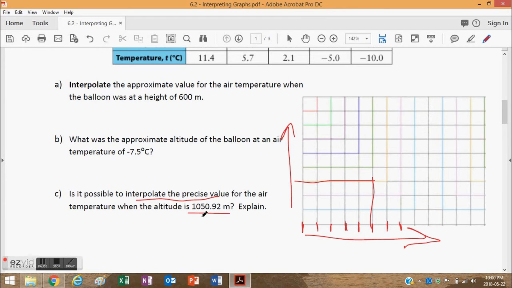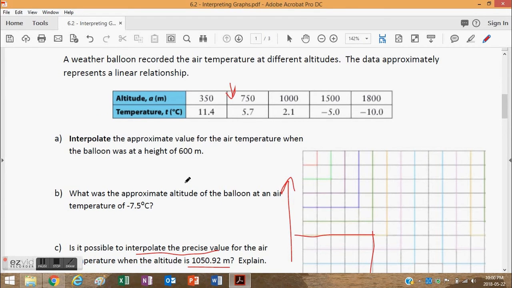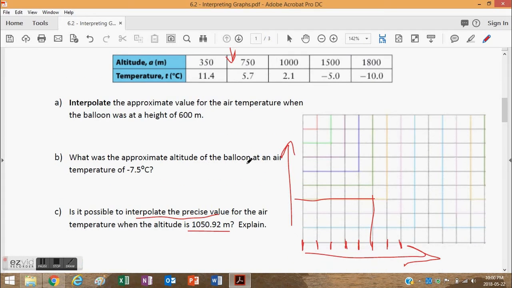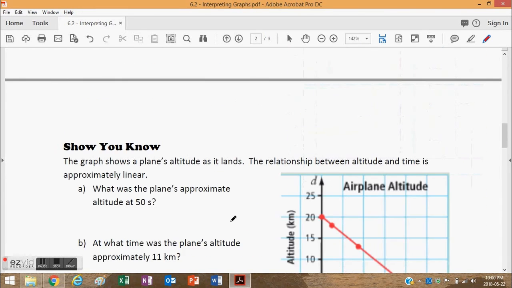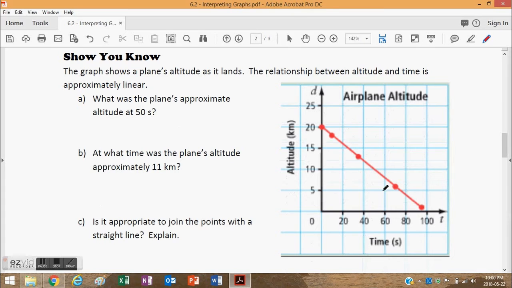Lovely. Now, on this graph paper, is there any way that you can tell exactly where 1050.92 meters would be? And the answer is no, of course you can't. Which means, is it possible to interpolate a precise value? No, you couldn't. Now, what you'd have to do is the process we were working on yesterday and last week, where you need to make an equation, and then we can figure out what that exact value would be. But from a graph, if we're interpolating, we cannot find an exact value for 1050.92 meters. So we've got to show you no.